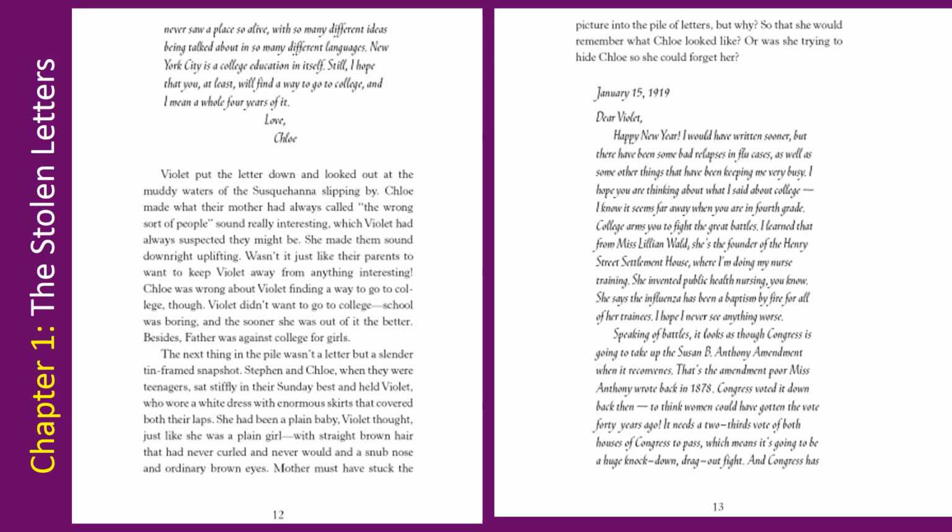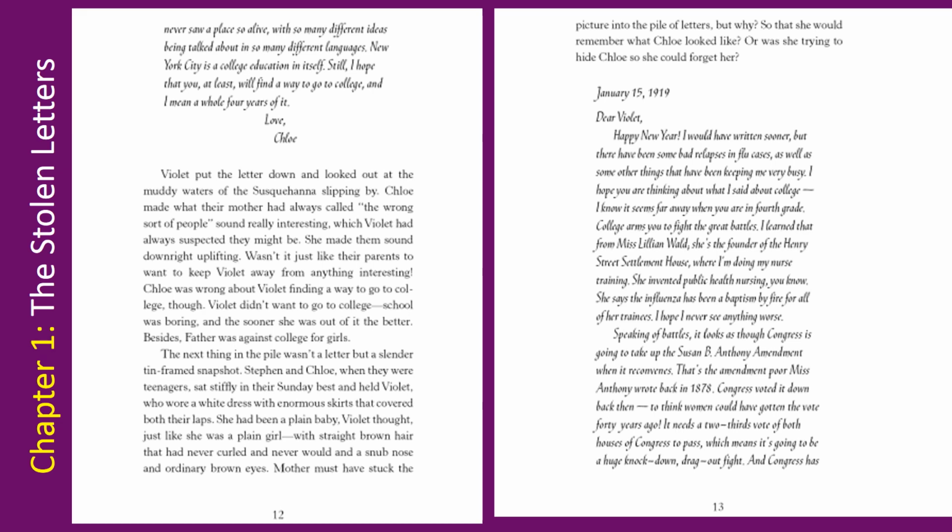Violet put the letter down and looked out at the muddy waters of the Susquehanna slipping by. Chloe made what their mother had always called the wrong sort of people sound really interesting, which Violet had always suspected they might be. She made them sound downright uplifting. Wasn't it just like their parents to want Violet away from anything interesting? Chloe was wrong about Violet finding a way to go to college, though. Violet didn't want to go to college. School was boring, and the sooner she was out of it, the better. Besides, father was against college for girls.